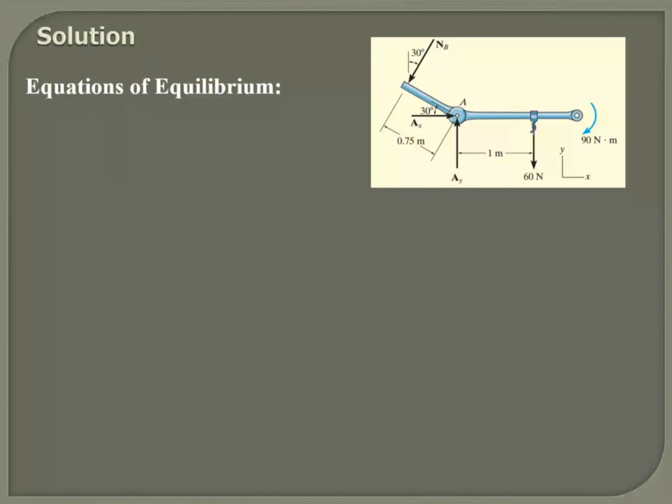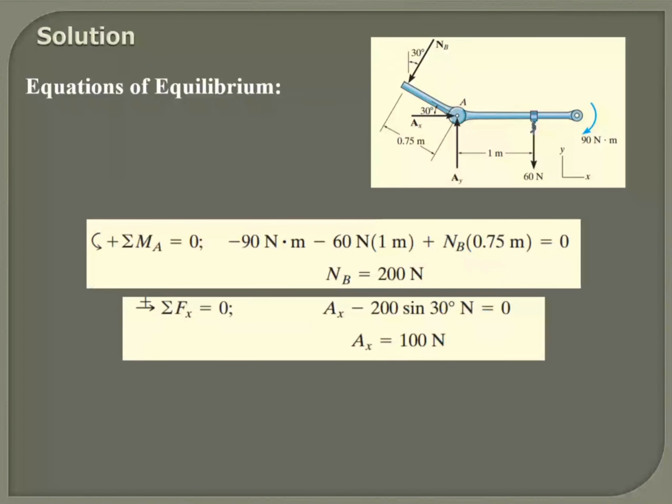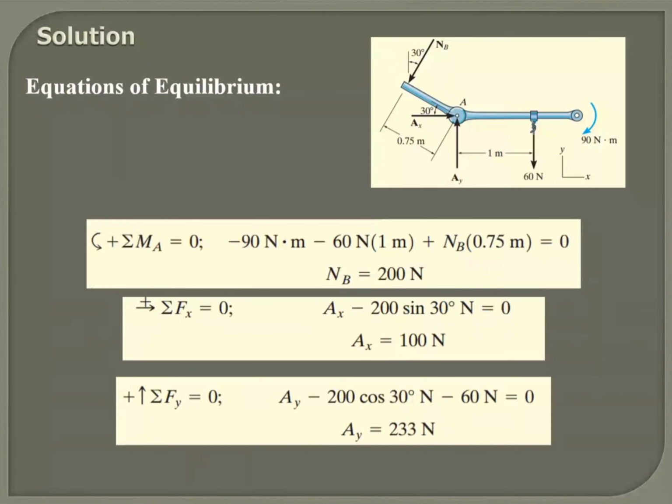Sir, AX is 100 newtons and AY is 233. Okay. Is that what you're getting? Yes, sir. Okay, so let's have a look.